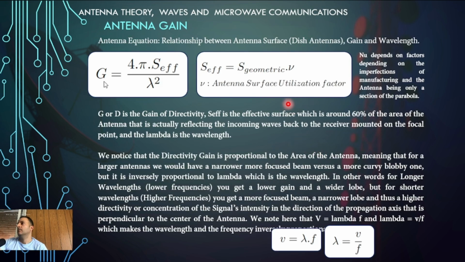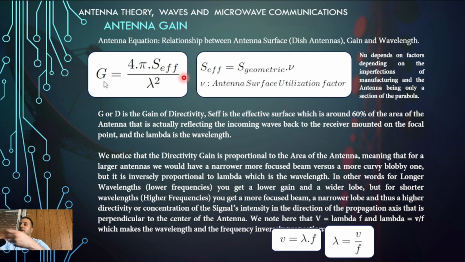The gain. So what is the gain? Antenna's gain is a relationship between the surface of the antenna, which is the part that reflects the signal from within the inner part of a dish antenna, for example. That's the inner skin of the plate. And that is a relationship between that area, the gain, and the wavelength, all related together. So G equals 4 pi S_eff, meaning the effective surface of the antenna, divided by lambda squared, lambda being the wavelength.